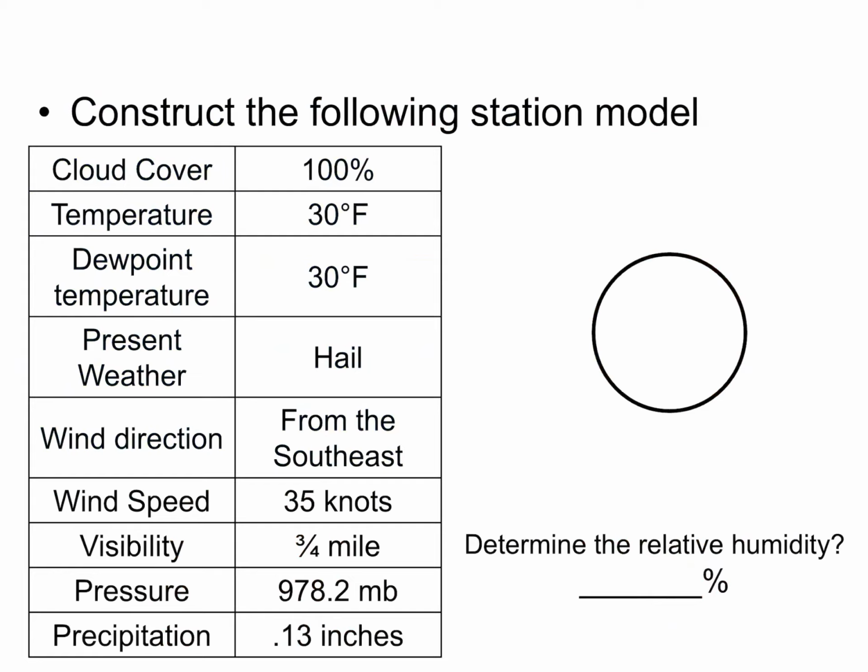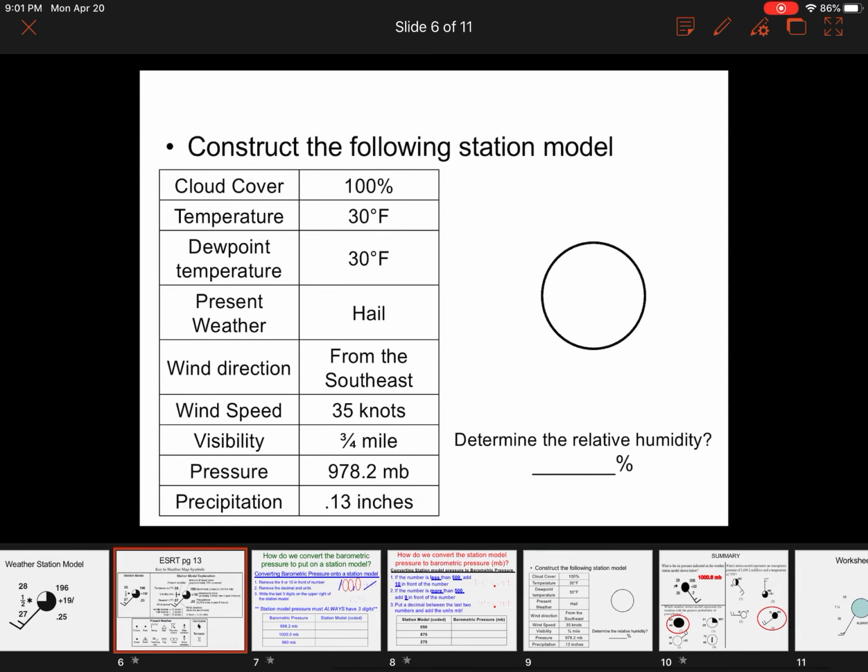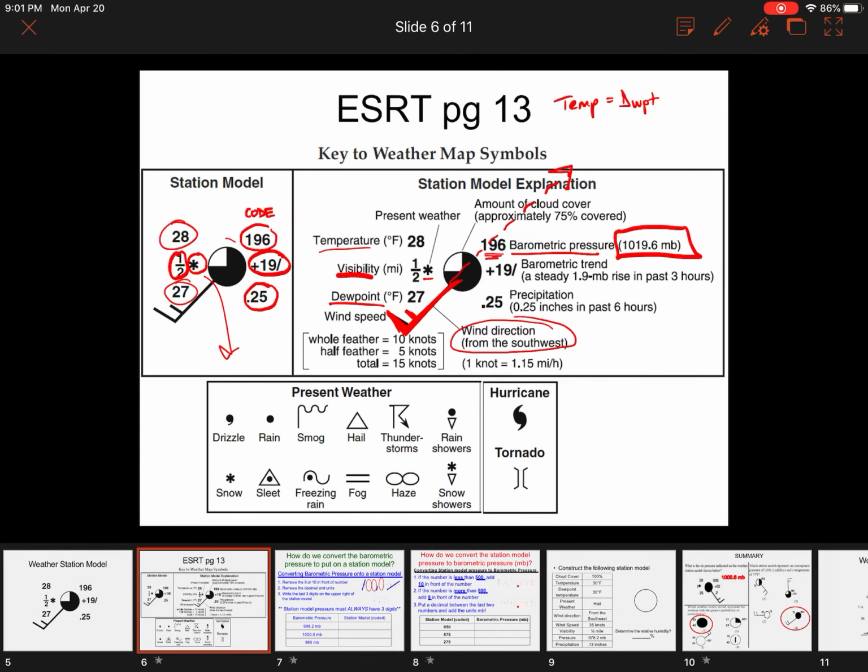All right, so how are you going to make a station model? I'm going to walk you through how to do it. So the first thing is cloud cover. Actually, I forgot to tell you guys that in the very beginning. Cloud cover is basically, if it's 100% cloudy, you color in that circle 100%. I'll go back and show you guys what I'm talking about right here. This part.